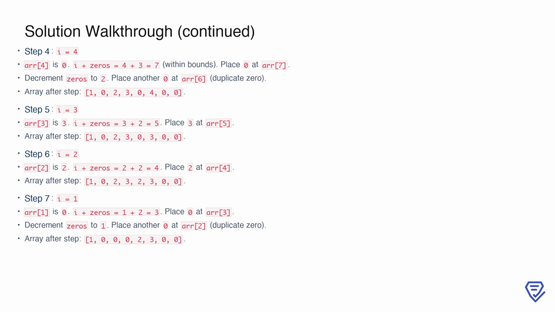At I equals 2, the value is 2, and I plus zeros equals 4. We place 2 at index 4, updating the array to 1, 0, 2, 3, 2, 3, 0, 0. Finally, at I equals 1, the value is 0. Here, I plus zeros equals 3, so we place 0 at index 3, decrement zeros to 1, and place another 0 at index 2, duplicating this 0. The array becomes 1, 0, 0, 0, 2, 3, 0, 0 after this step.